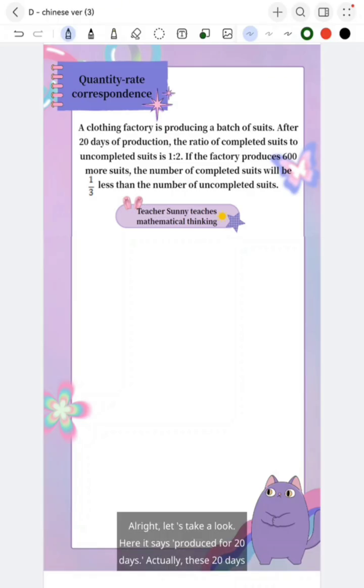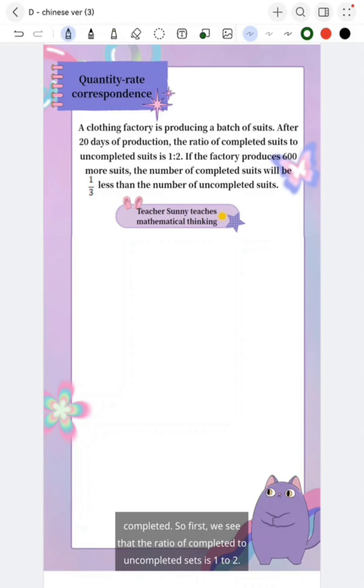Here it says produced for 20 days. Actually, these 20 days are just there to distract you. They're not important and can be ignored here. So, which part is important? It's the relationship between what's completed and what's not completed. So first we see that the ratio of completed to uncompleted sets is 1 to 2.